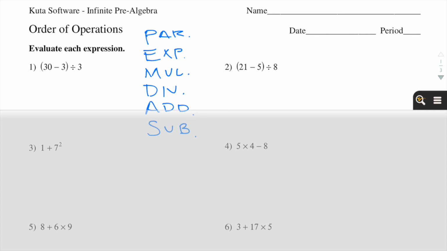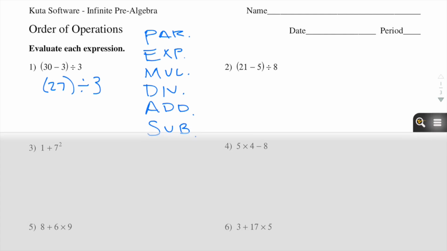And then inside the parentheses, we go through the list again. Do we have parentheses inside the parentheses? No. Exponents? No. Multiplication? No. Division? No. Addition and subtraction? Yes. So we do the subtraction first. 30 minus 3 gives us 27, and you can keep it in parentheses. It's not going to change anything because there are no other terms inside of the expression. So then we do 27 divided by 3. We end up getting 9.